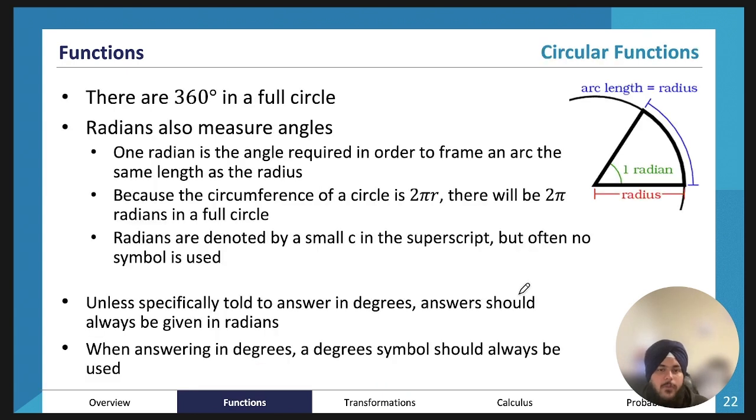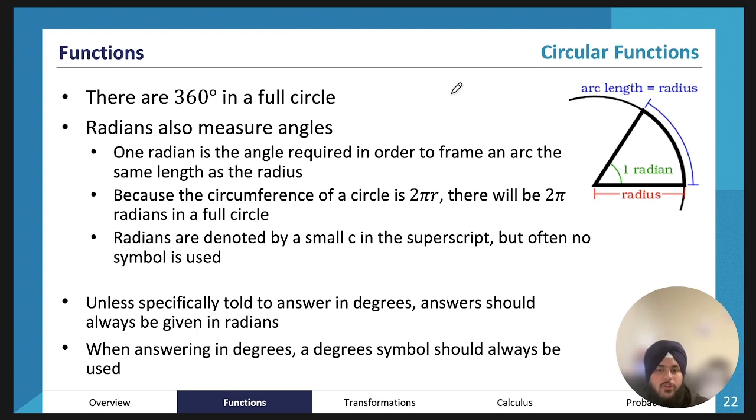We're now going to be moving on to circular functions, which is, again, another topic that a lot of students struggle with throughout year 11 and year 12 methods. So a circular function is basically looking at a circle with a radius of 1 unit. There are 360 degrees in a full circle.